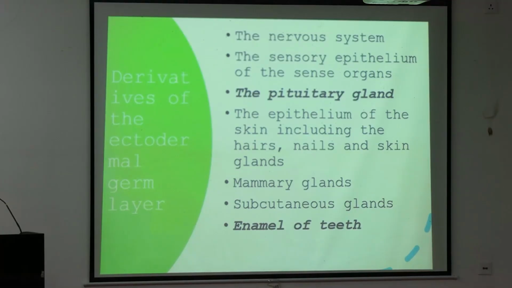Pituitary gland, enamel of teeth, they develop from ectoderm. The entire nervous system develops from ectoderm. If you recall the development of nervous system, the neural tube, neural plate, it develops in the ectoderm.